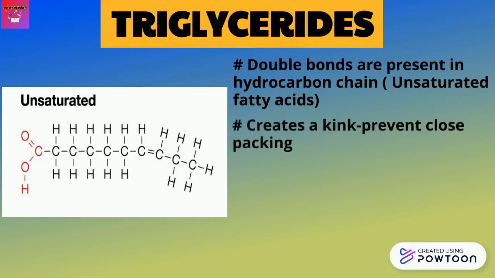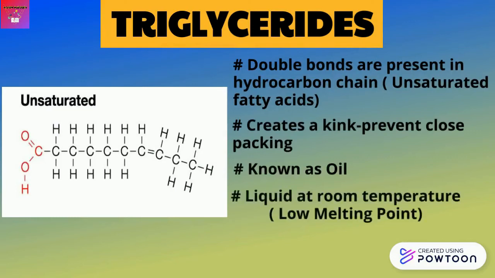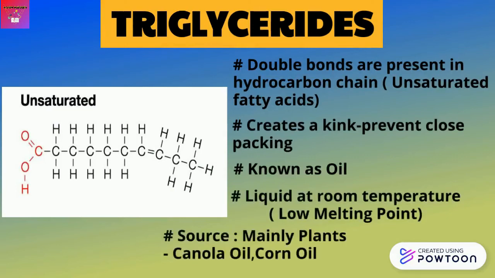The double bonds present in this type of fatty acid create what we call a kink, commonly known as a bend in this molecule. This prevents close packing, hence this type of triglyceride can only be found in the form of liquid. Therefore, triglycerides with unsaturated fatty acids are commonly known as oils. They are usually liquid at room temperature because they have a low melting point. This type of triglyceride can mainly be found in plants, and some examples of this product are canola oil and also corn oil.